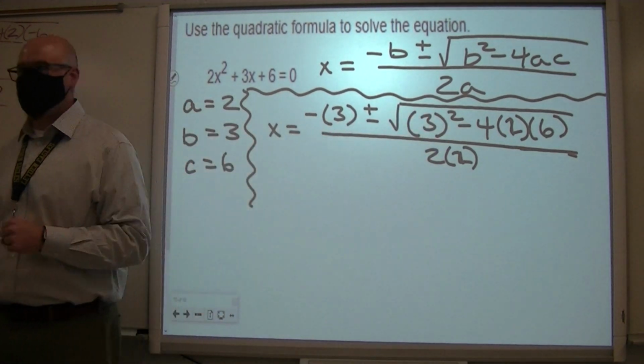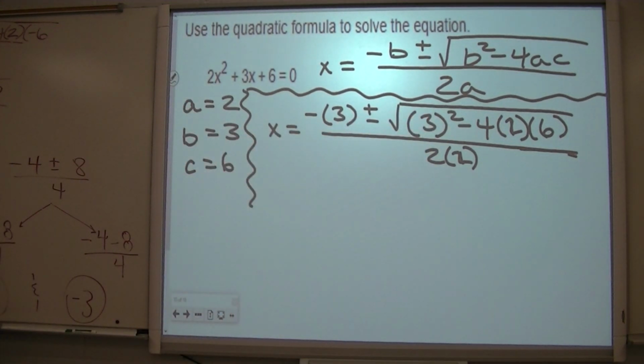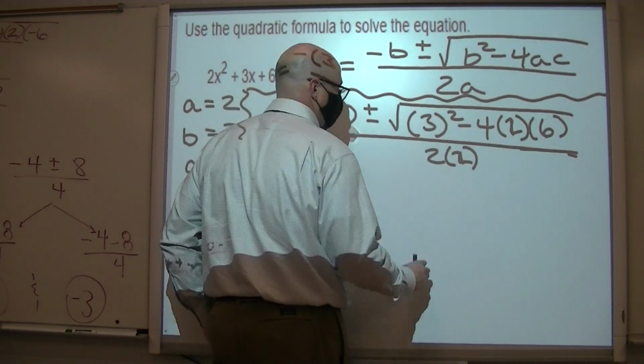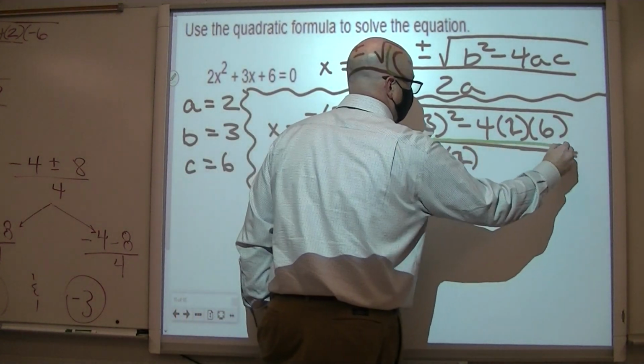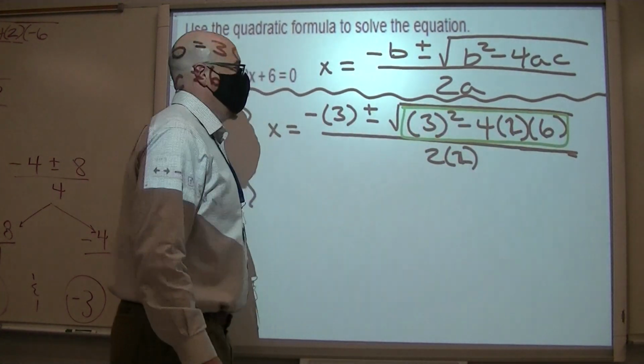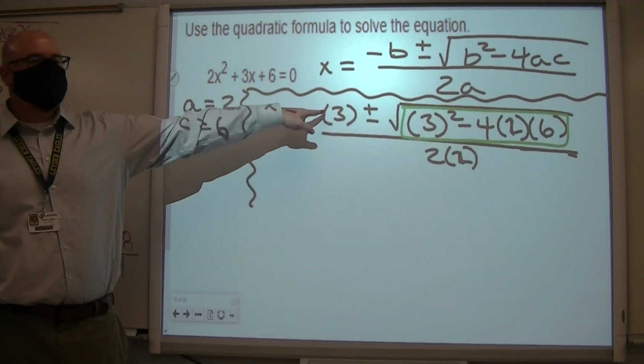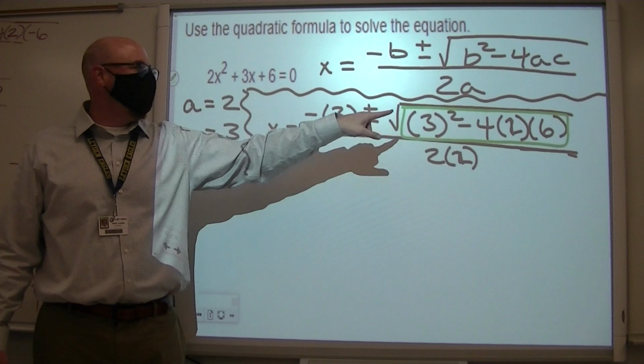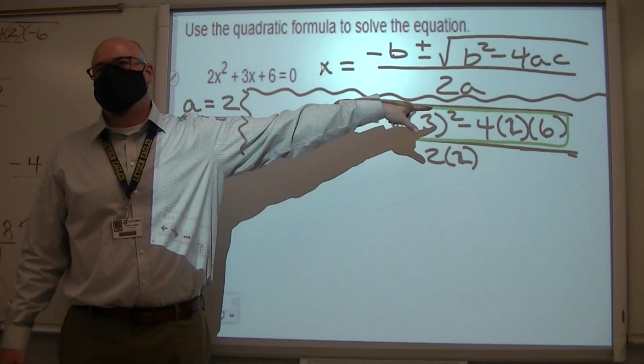If you go to Desmos and you type this in, I'll ruin the ending. It's going to say undefined. Okay? And the problem is here. This isn't undefined because of the -3. This isn't undefined because of the 4. It's undefined because of what's going on under that radical.